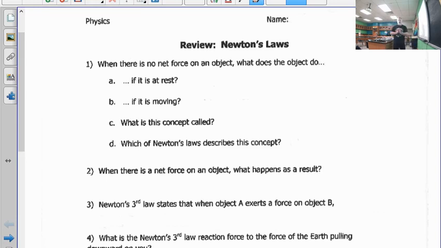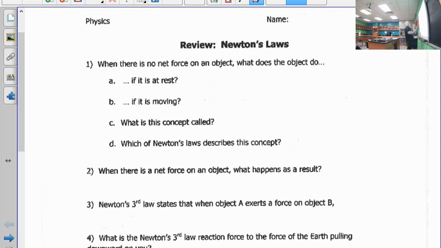Hopefully you found in today's Schoology folder the review sheet. Again, this is all over the three Newton's laws that we have talked about so far in this unit. Newton's first law, the law of inertia: an object at rest tends to stay at rest, and an object in motion tends to stay in motion. That is actually our first question right here.